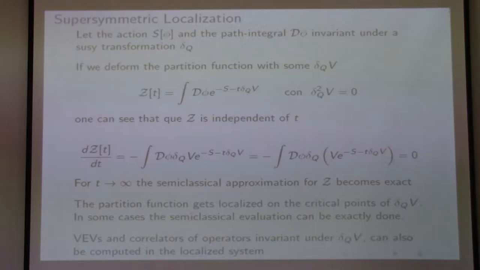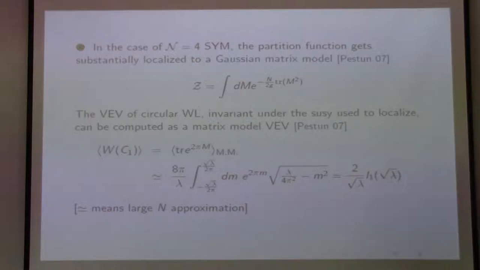I won't go into detail, but in the case of N=4 super Yang-Mills, the localization is massive. You get reduced only to constant matrices, and the system is just a Gaussian matrix model. So the partition function of N=4 super Yang-Mills can be computed by this Gaussian matrix model. And moreover, the circular Wilson loop, which I just showed you I was able to sum the ladders for, is invariant under the supersymmetry that was used to get this localized system. So you can compute the expectation value in the localized system, and it is just the expectation value of the trace of the exponential of the matrix of this system. So it's just this simple computation.